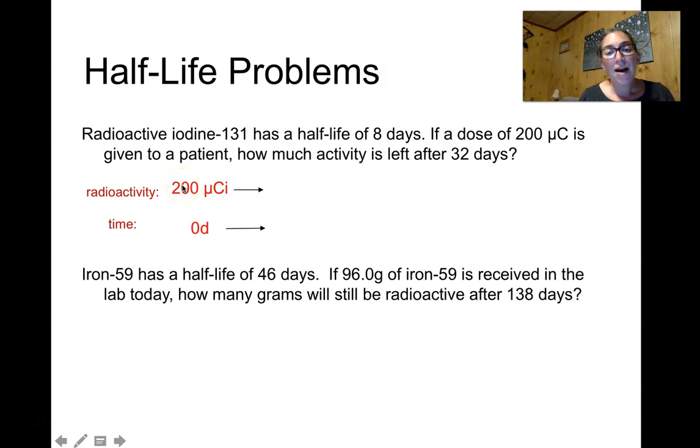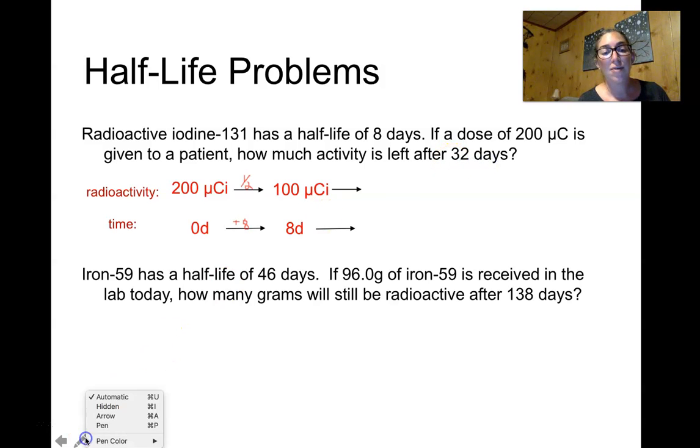And then I'm going to say after 1 half-life, so in this case the half-life is 8 days, we add that 8 days, and now we're at 8 days, and at 8 days we have half as much left because it's been 1 half-life. So now we have 100 microcuries. But it wants to know how much is left after 32 days. So we kind of have to just keep going.